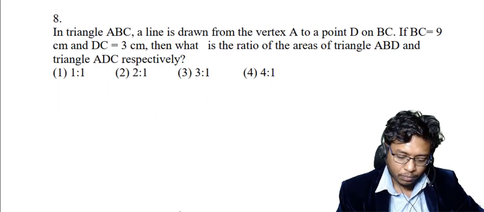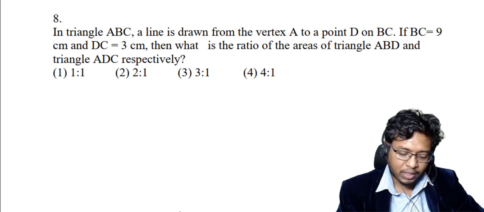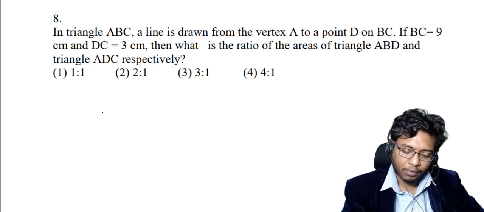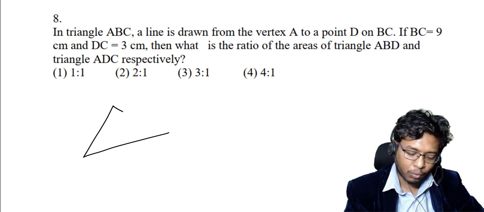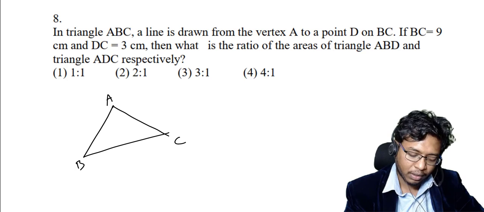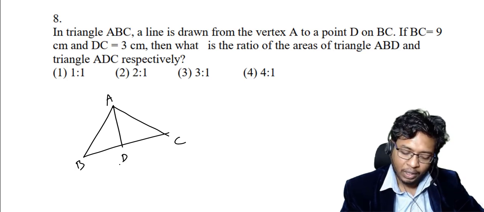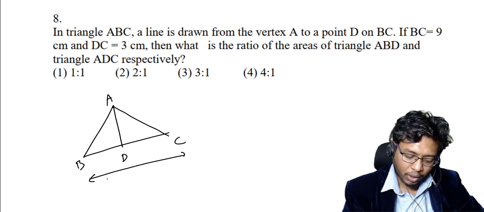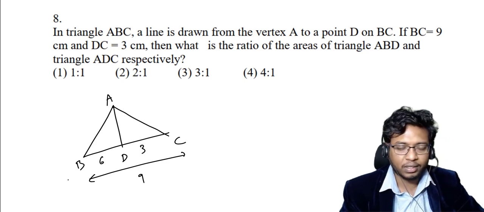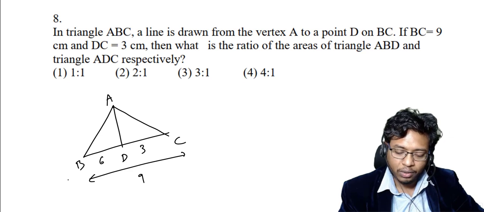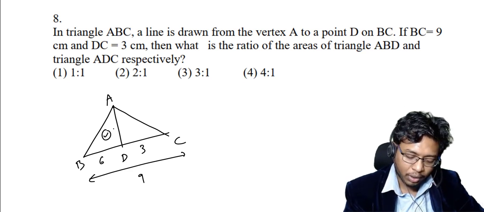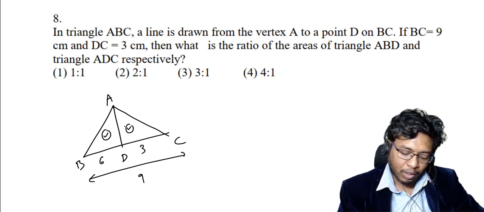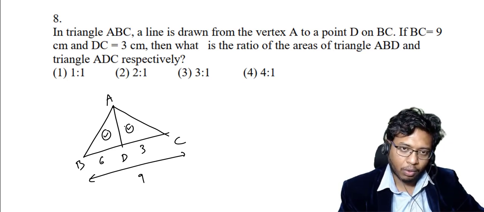Now next one. In a triangle ABC, a line is drawn from a vertex A to a point D on BC. So like this it is there, like this it is there, D is there. If BC is 9, this total length is 9, and DC is 3, then BD will be 6 because the total length is 9. Now the ratio of the areas of the triangle ABD, this one, to ADC, this one, right? Now I want to tell you a concept here.